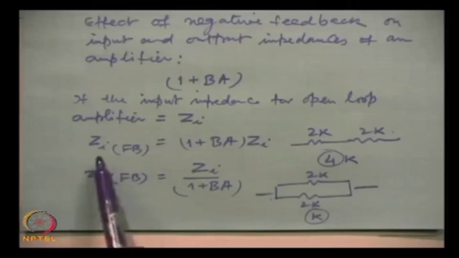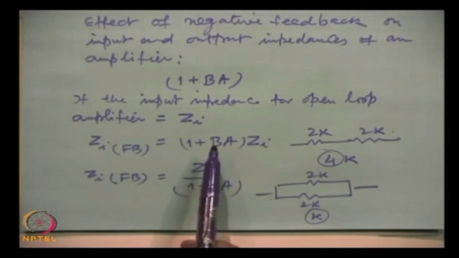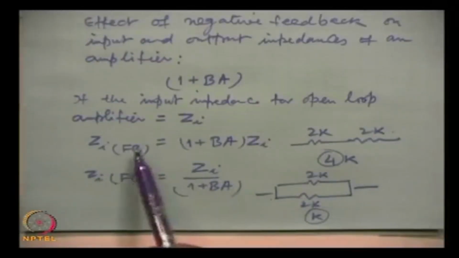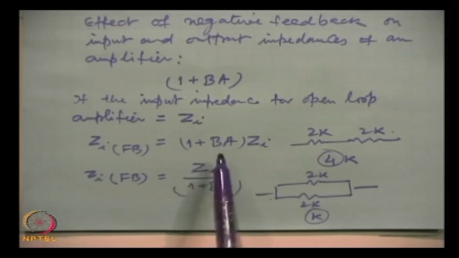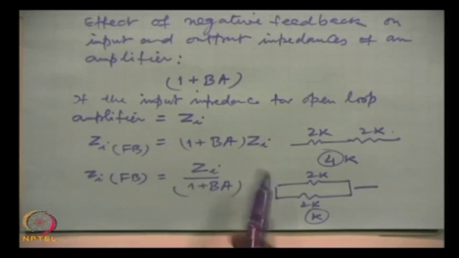So, at the input, if the connection is a series connection, you remember shunt and series we have been talking about in these 4 configurations, the resistance will increase by the factor 1 plus B A. If it is a shunt connection, this will decrease by the factor 1 plus B A again. Similarly, at the output, if the connection is shunt, then output impedance will fall. If it is in series, the output impedance will rise. So, remember this basic fundamental.